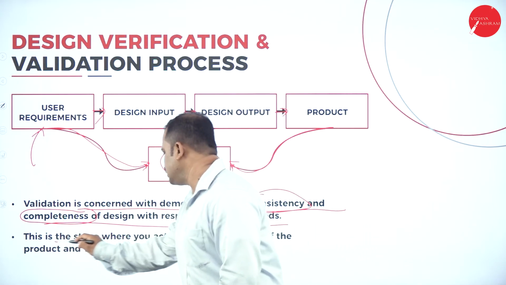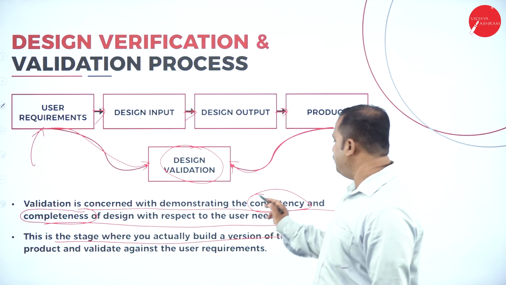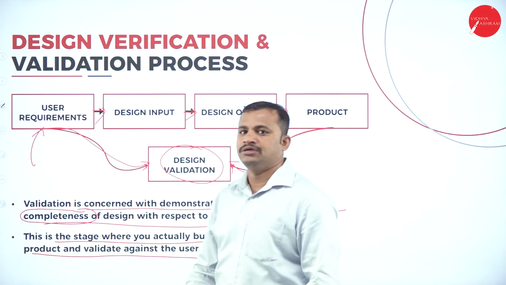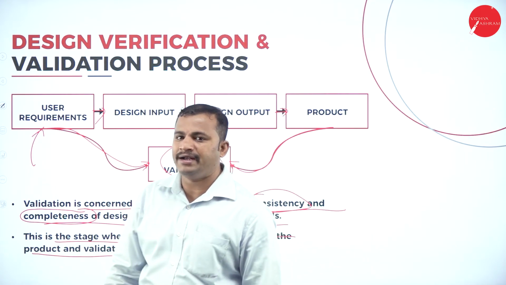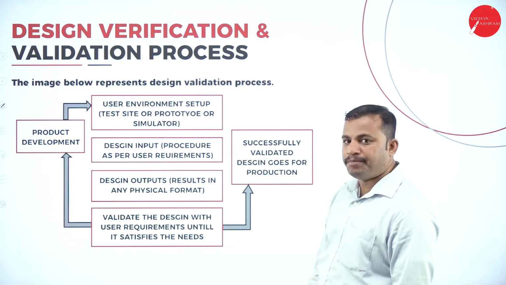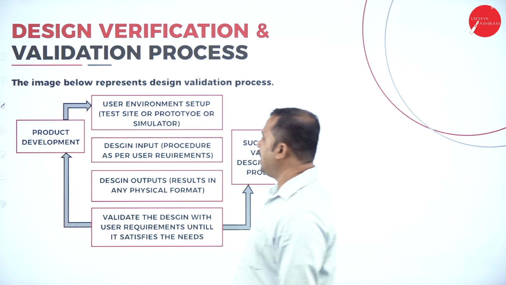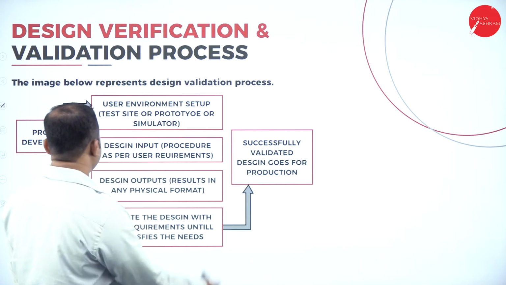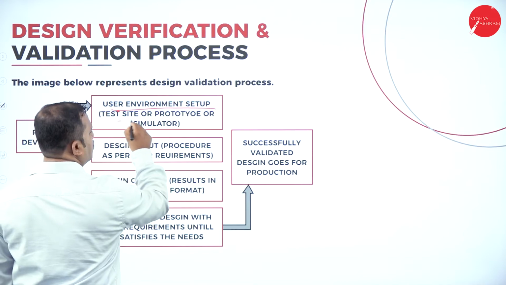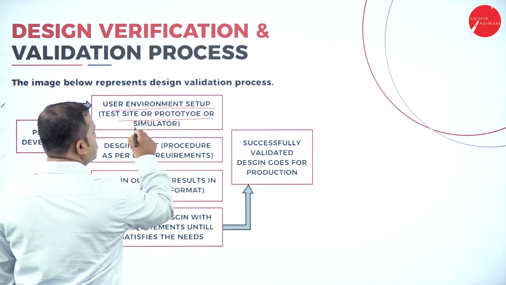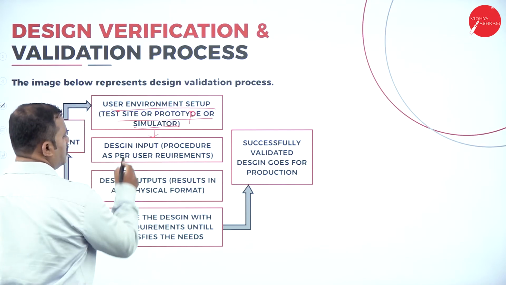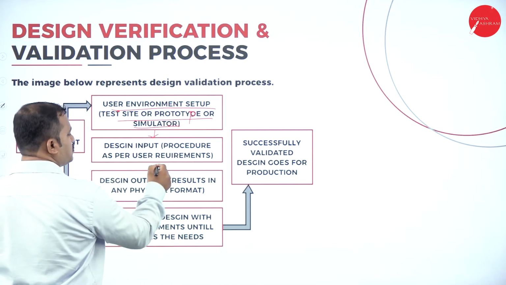If that is the case, this is the stage where you actually build a version of the product and validate against the user requirements. That means the user requirements are validated with the help of certain tools. Please see this pictorial representation here. We have the first step, that is user environment setup, test site or prototype or simulator. This is the prototype. So this is given to design input, procedure as per user requirements.